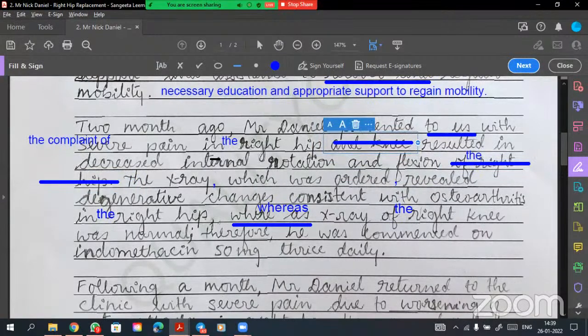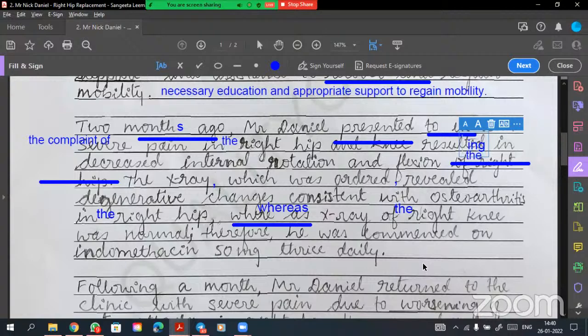Okay, now see here. 2 months, 2 months or months. Oh, I missed this one. 2 months ago, Mr. Daniel presented with the complaint of severe pain in the right hip, resulting in decreased internal rotation and flexion. That's enough. Why again right hip? No need now. And next, you have to say, though the pain persisted in the right knee, X-ray was normal. So that is different totally. You could have separated those two things.